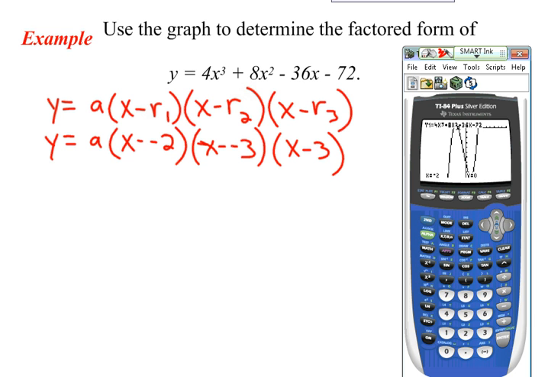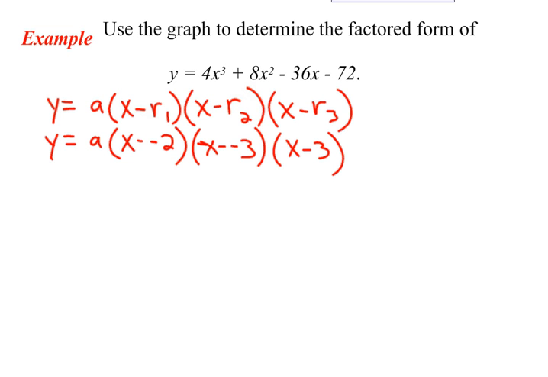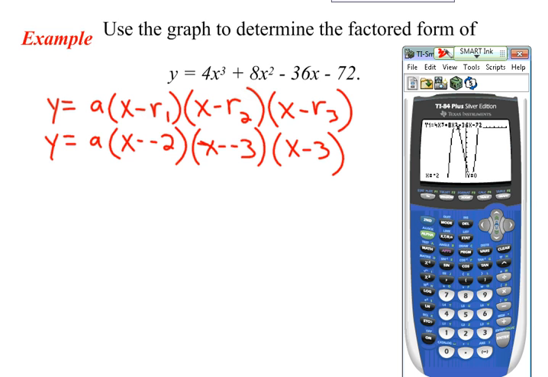All right, so I've gotten my roots from my graph, but of course, I'm going to need to find out what a equals. And just like in the quadratic example, we're going to use the y-intercept, plug it in, and then solve for a. So we have to get the y-intercept off of our graph. Well, that's easy to do because the y-intercept always has an x value that equals 0. So my y-intercept is the point 0, negative 72. All right, so let's plug in negative 72 for y, keep our a, and we're going to plug in 0 everywhere else.